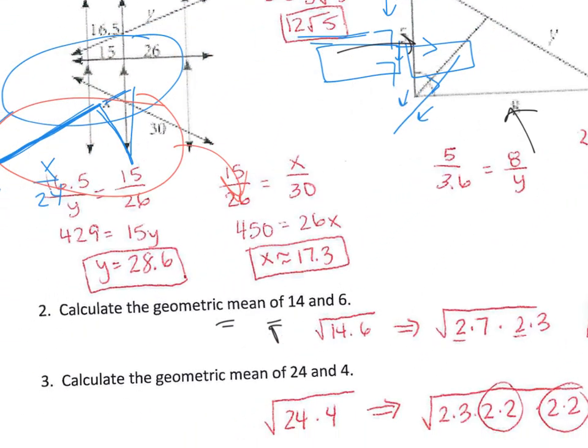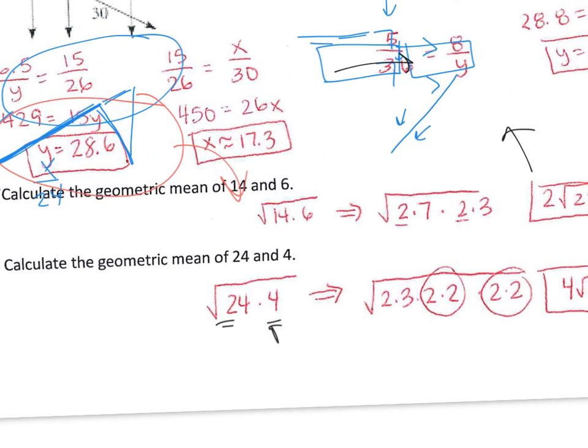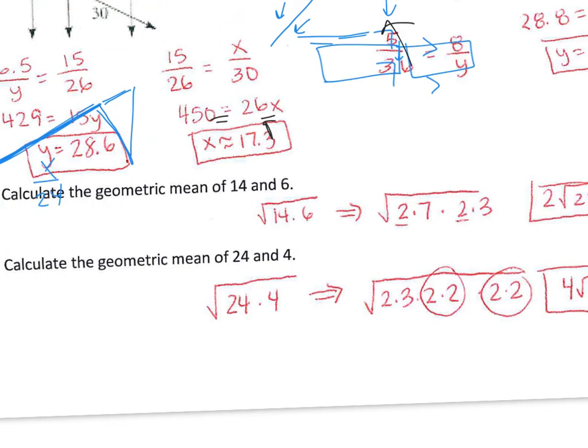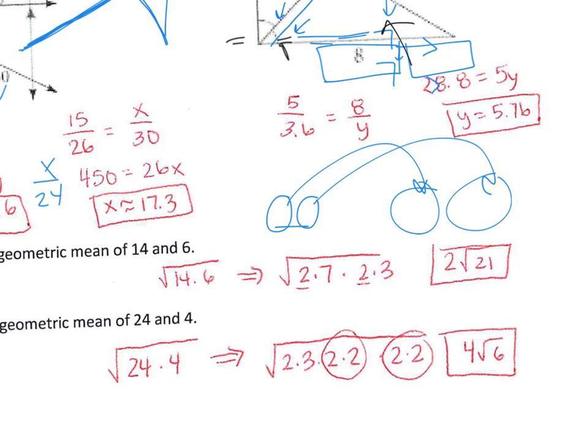And then down here at the bottom, make sure you know how to calculate the geometric mean. So geometric mean is multiply the 2 numbers and take the square root. So again, instead of multiplying 14 times 6 and then factoring it, I just factored out 14 and I factored out 6. So this is 14, this is 6, and I pulled out the common pairs here. So I pulled out a 2, and then 7 times 3 is left on the inside, so I wrote 21.